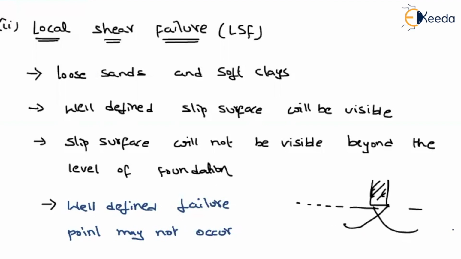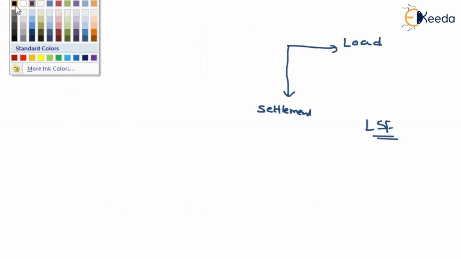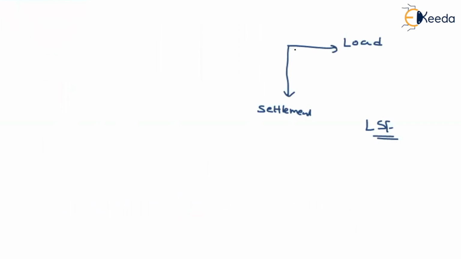Okay. Suppose if you draw a load versus settlement curve, let us say this is the load on the x-axis, on the y-axis we are taking the settlement, and this is where we are drawing it for local shear failure. Then the curve may be somewhere like this. Okay, not exactly here. Let me draw it once again. There will be some uniform shape after that.